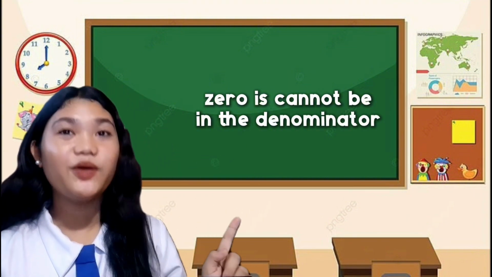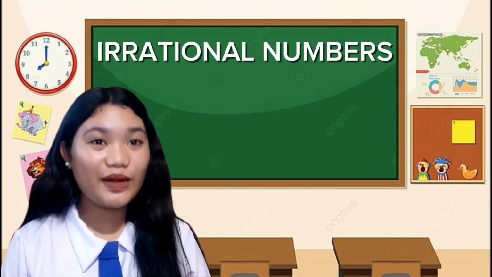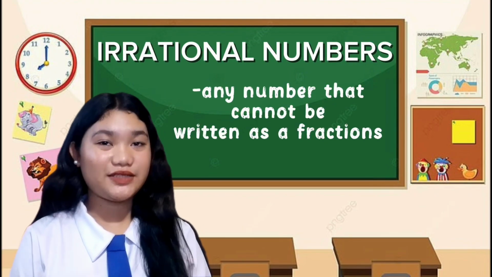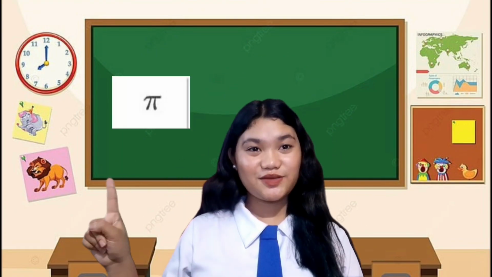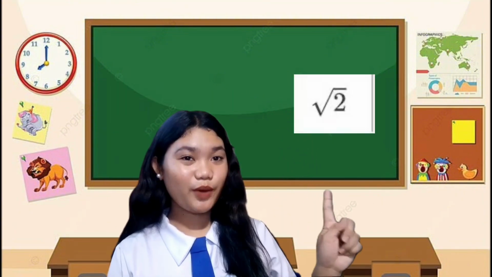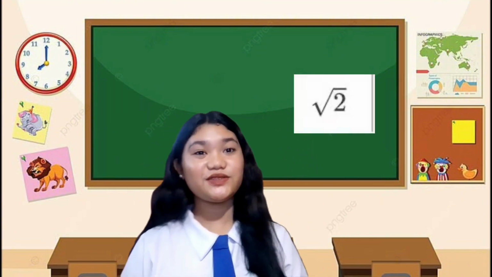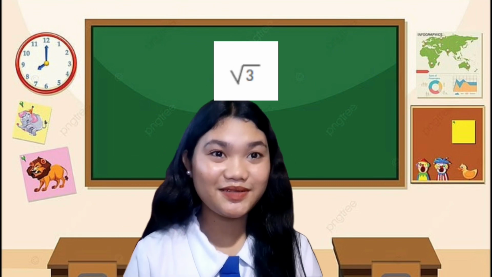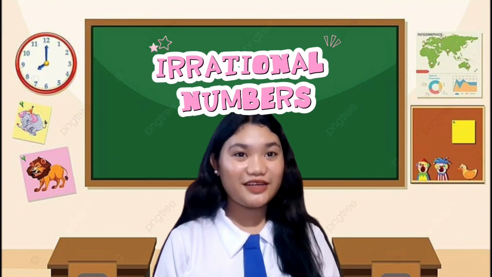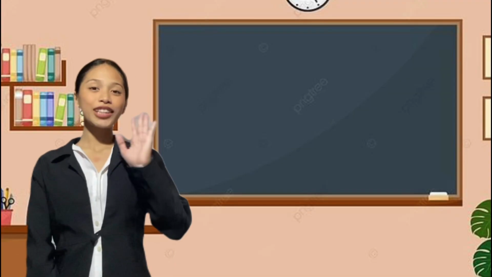or in the lowest part of the fraction that we call the denominator. While the irrational numbers are any numbers that cannot be written as fractions. So those numbers that cannot be written as fractions are what we call irrational numbers. And examples of irrational numbers are pi, the square root of 2, and also the square root of 3. Those numbers that I have mentioned are examples of irrational numbers.